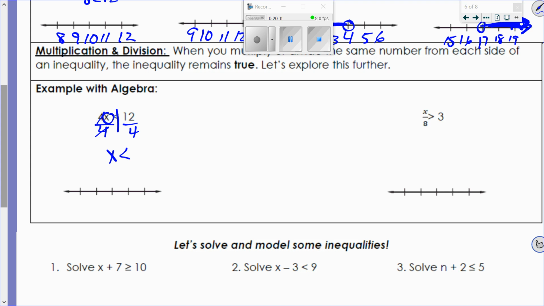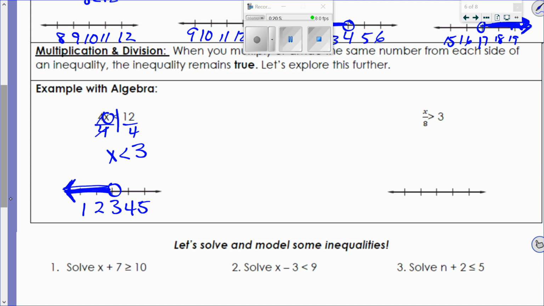Again, redraw my sign. Less than 12 divided by 4 is? 3. Okay, so is 3 less than 3? No. So open circle. Is 2 less than 3? Yes. So the arrow goes that way.